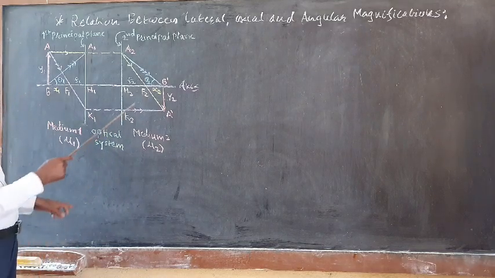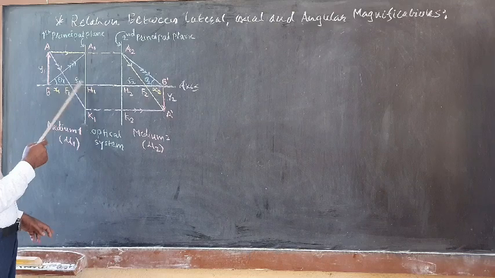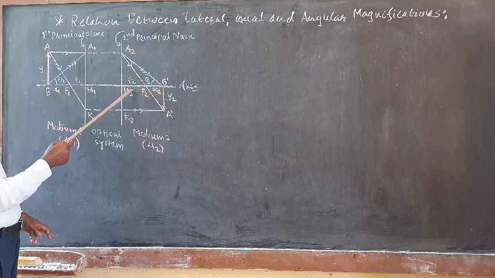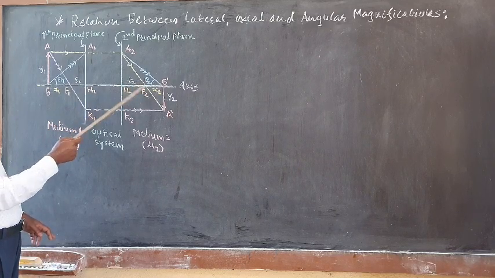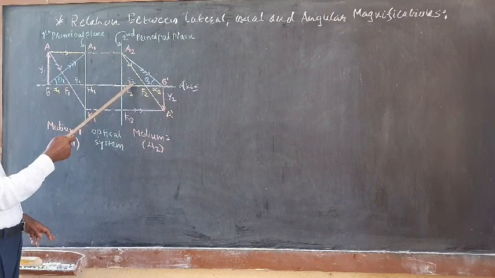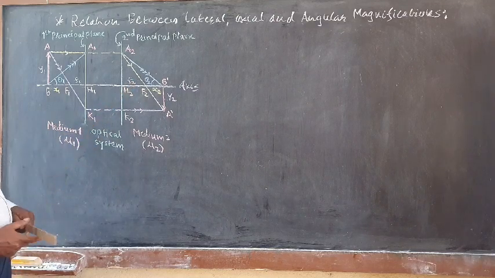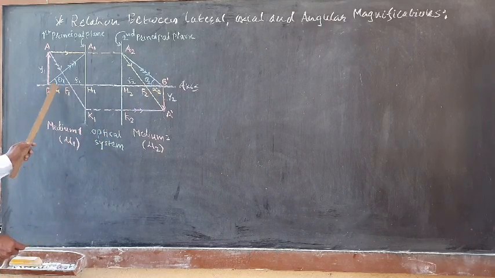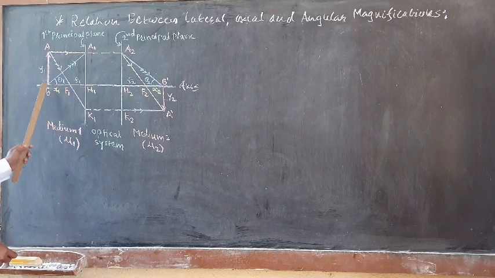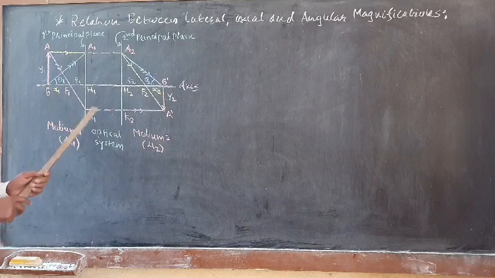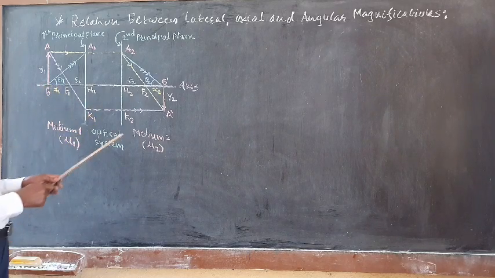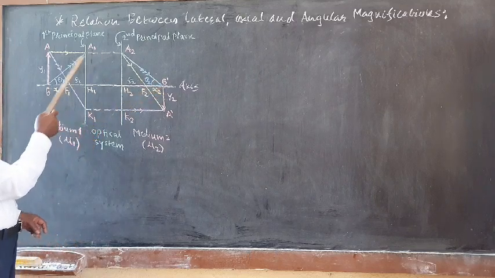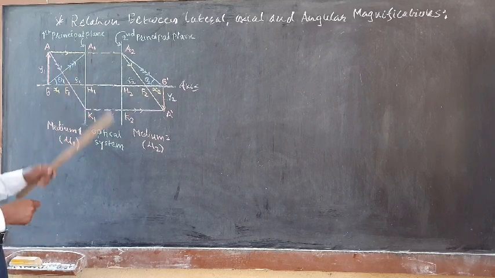Now suppose H1 F1 is the small f1, the first focal length of the lens system. The distance of the second focal point F2 from the second principal point gives the second focal length of the lens system, small f2. Suppose x1 is the distance of the object from the first focal point, and x2 is the distance of the image from the second focal point. So this is the information regarding this figure.